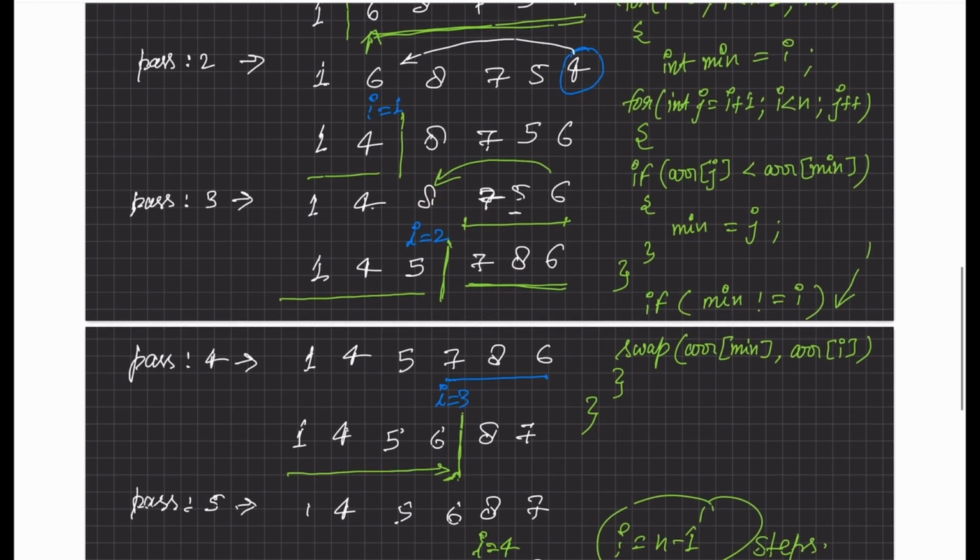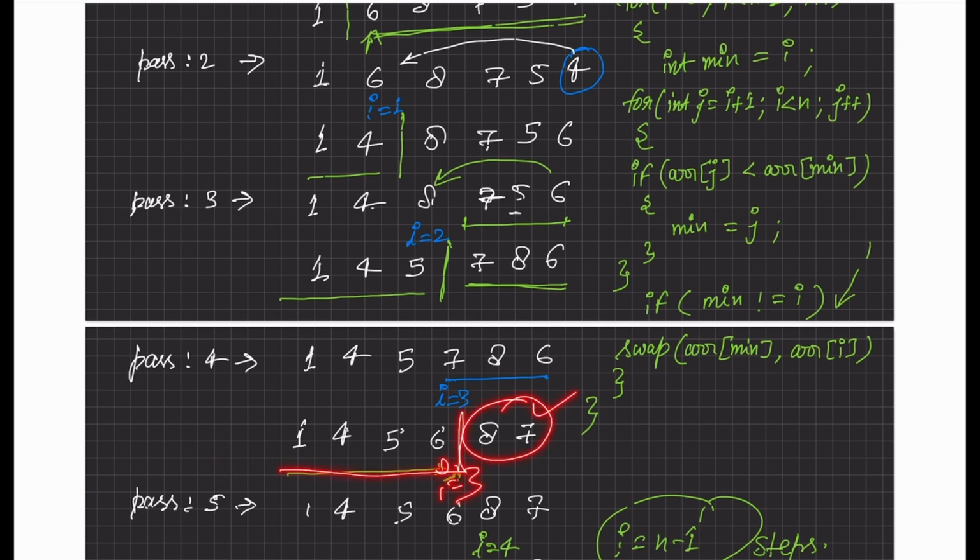In the fourth pass, we can see that we have sorted till I equal to 2. Now we will check the same condition for I equal to 3. We will check the condition for 7 from this unsorted part of the array. We can clearly see that 6 is smaller than 7, which says that ARR of J is less than ARR of minimum. So we will swap this element with this. After this pass, we have sorted the elements till I equal to 3.